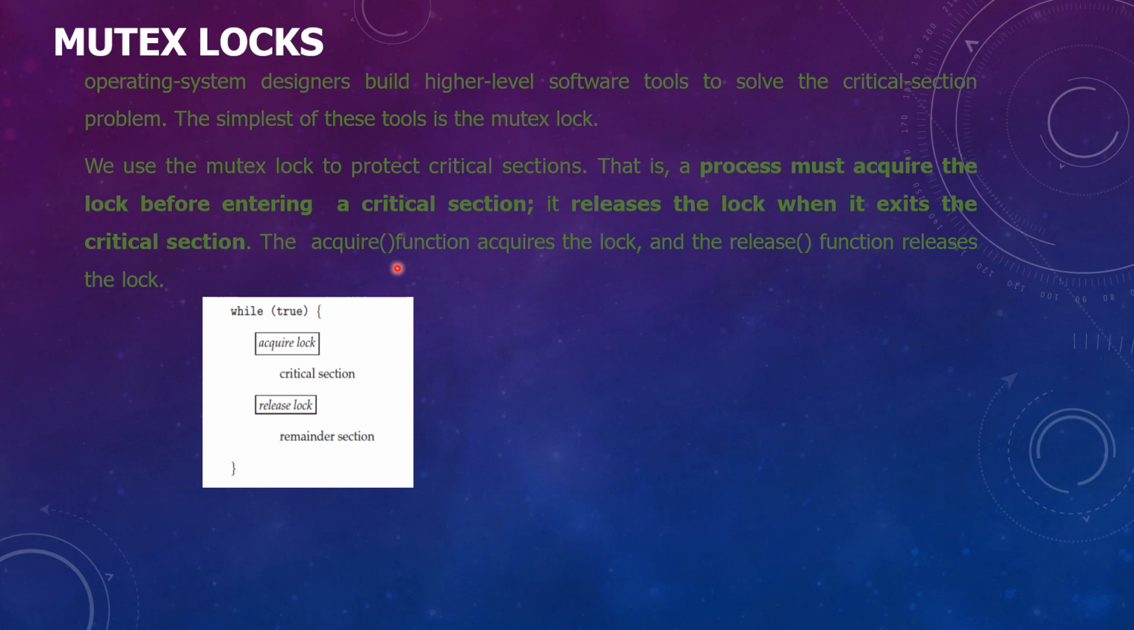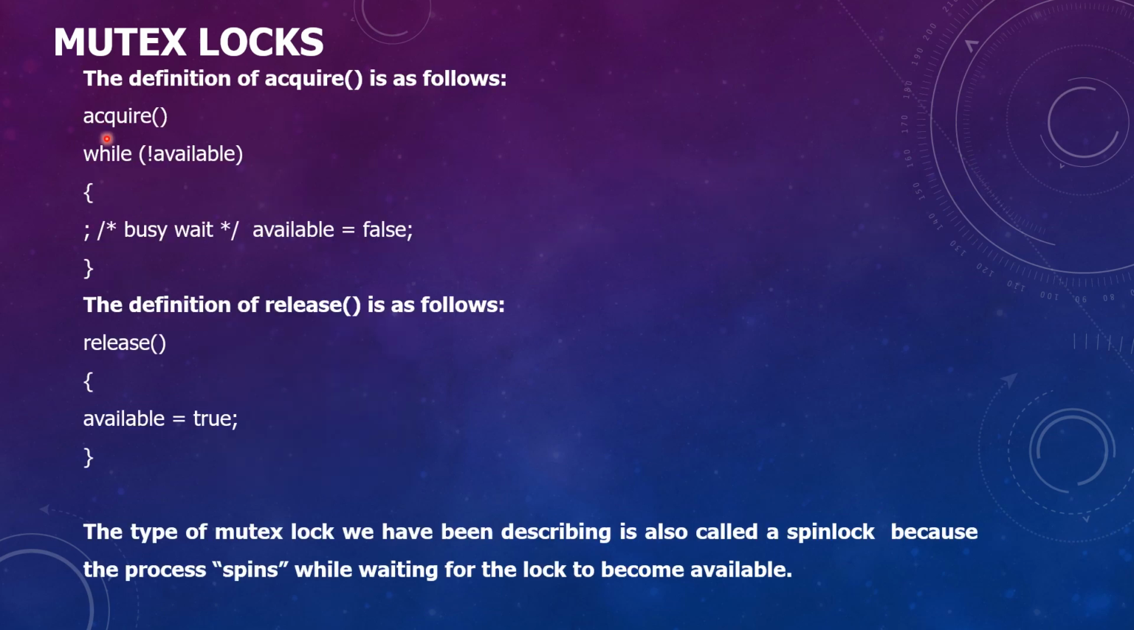To acquire a lock, there is a function called acquire lock. To release the lock, there is a function called release lock. So this is the general program structure for obtaining a lock. Now we will see the definition for the acquire function and the release function.